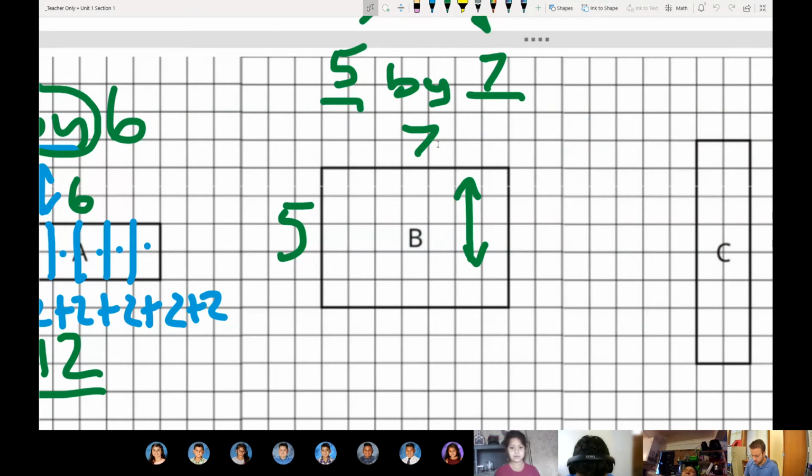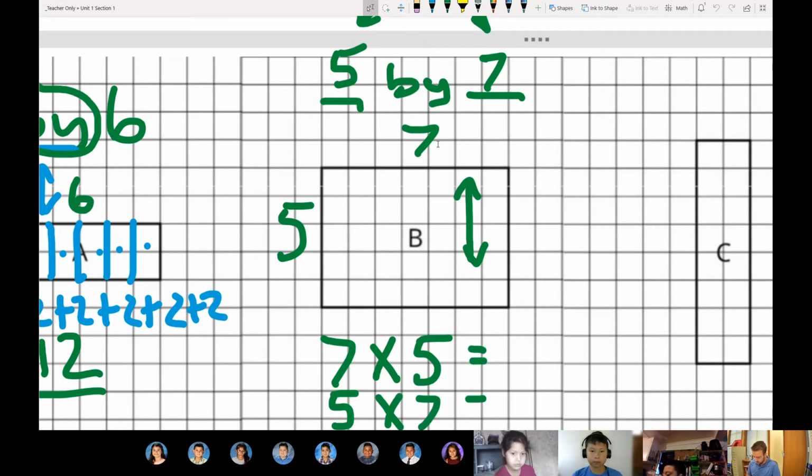Or you could even flip it around. Remember when we reviewed our multiplication and we said that we could flip it and it's still the same answer? So can someone tell me 7 times 5 or 5 times 7? What does that equal? What is 7 times 5? We can skip count if we need to. We can count by 5s 7 times. Should we try that? Let's skip count.